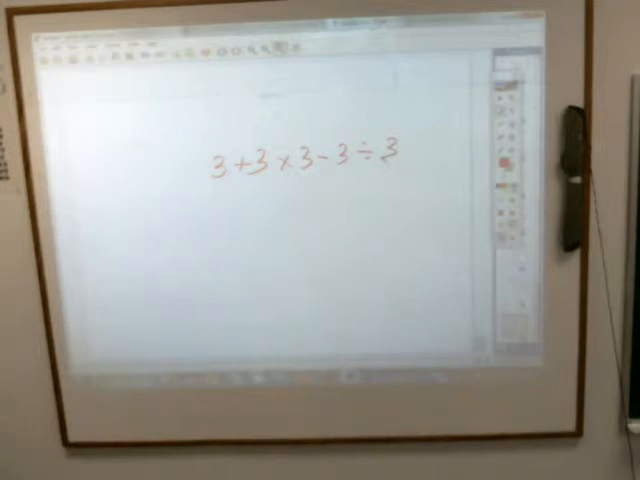Have we done absolute values? Did we do absolute values this year? Yes or no?